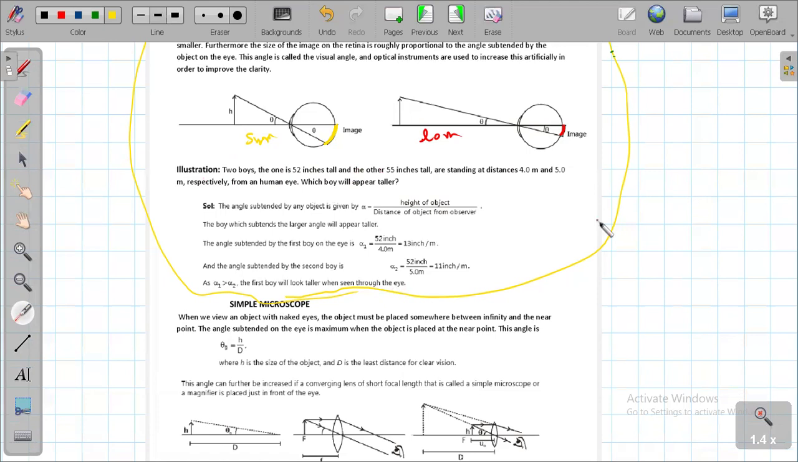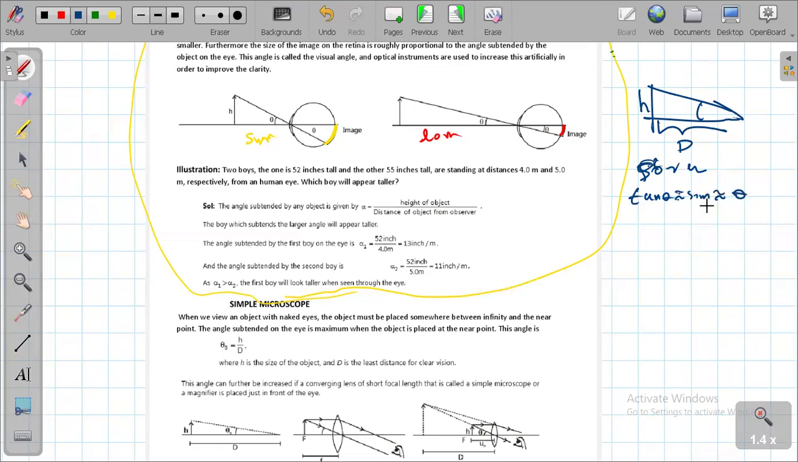The angle is the height of the object divided by the distance. Tan angle, we consider the tan angle. Why? Easy. Tan theta. So we consider another thing for small angles. For small angles, tan theta is nearly equal to sine theta. Sin theta is nearly equal to theta in radians.